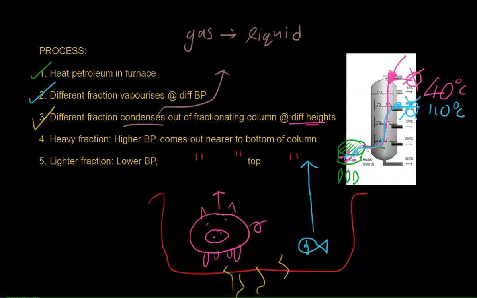That's what we mean, if you reconsider this whole process. A heavier fraction will come out nearer to the bottom of the column, whereas a lighter fraction, like the fish, will come out at the top of the column. Hope this is clear. With the heavier fraction coming out from the bottom, it has a higher boiling point, which means it's harder to make it boil. Whereas the lighter fraction has a lower boiling point, which means it's easier to boil.